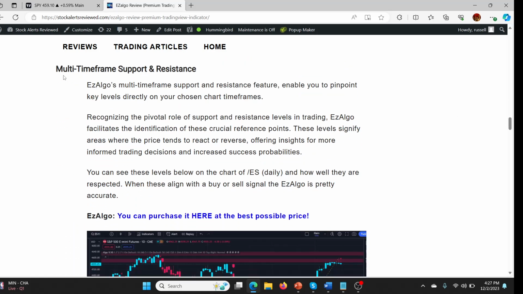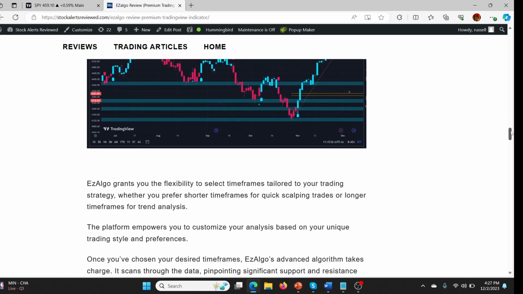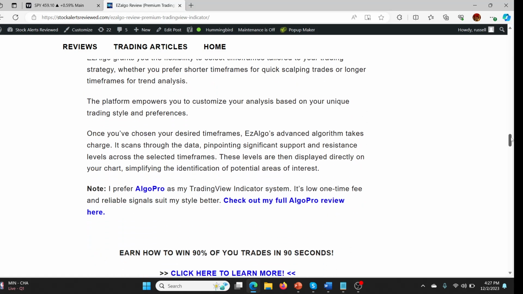So again, the multi-time frame support and resistance, apparently I like this a lot, but apparently you can get it for free on TradingView or something similar. So whether this is better, multi-time frame support and resistance on TradingView, I don't know. You could look into that yourself and see maybe you want to superimpose it on something like Algo Pro or one of the other algo systems as well, because it does make for an interesting addition to your charts to help improve it.